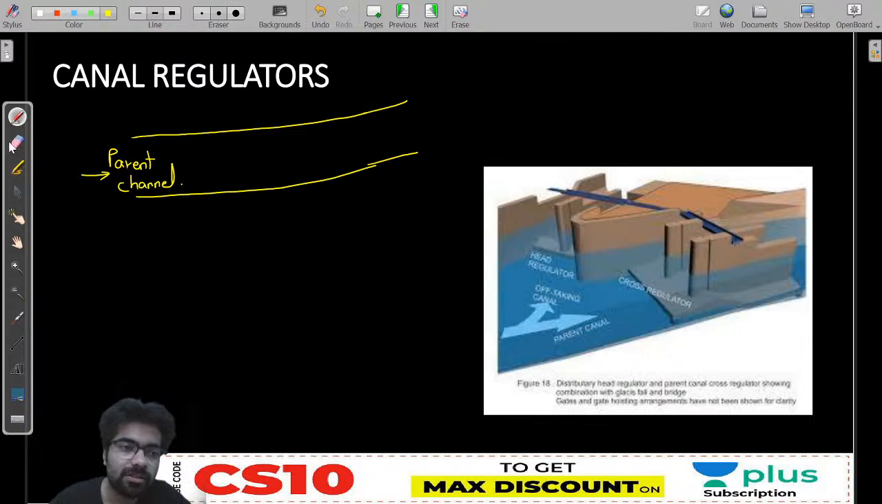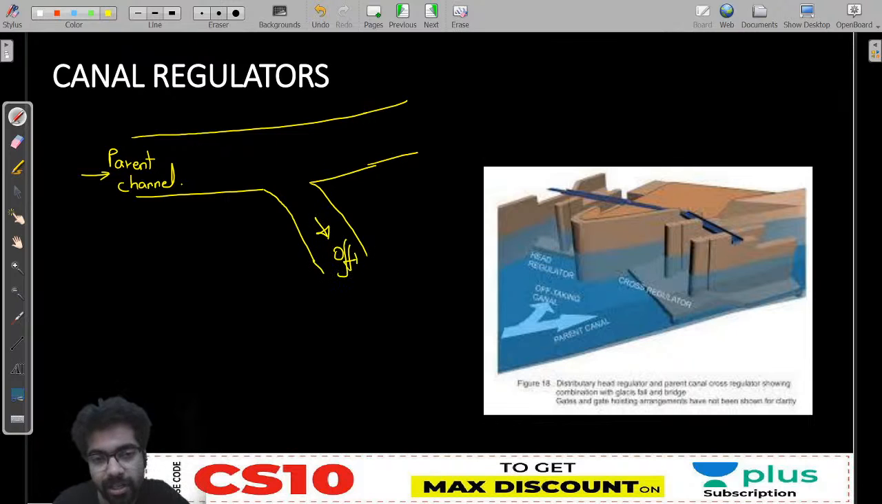And from here your canal is off taking. Suppose your canal is off taking from here, like this. This is your off taking canal. Listen very carefully, otherwise you will not understand. What are the functions? So this is your main river and this is your canal off taking from here.